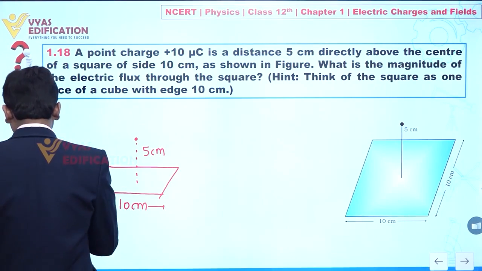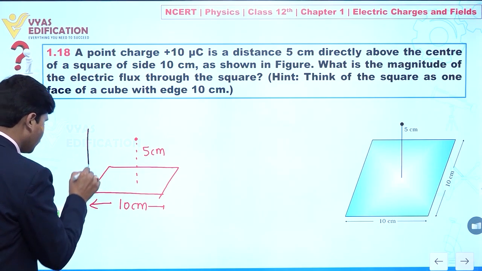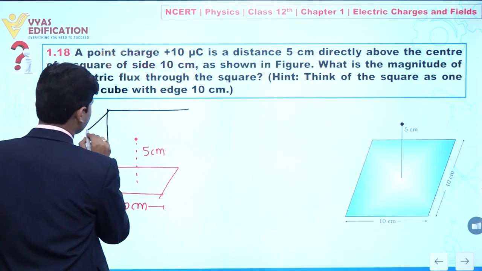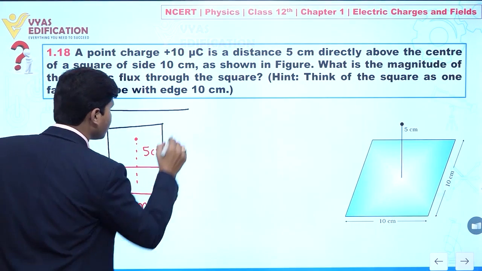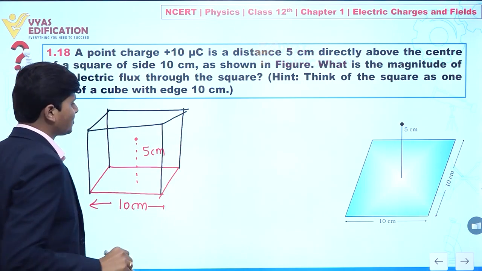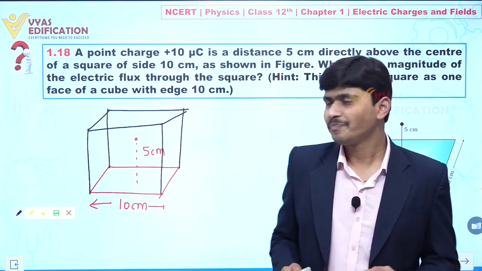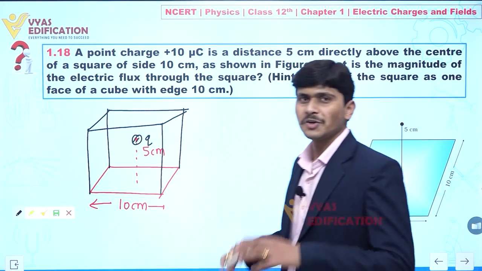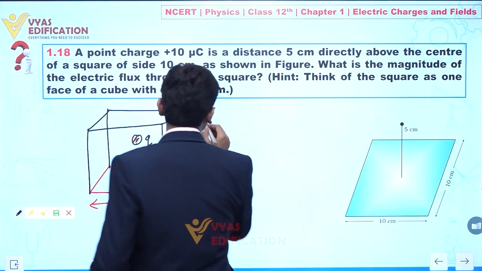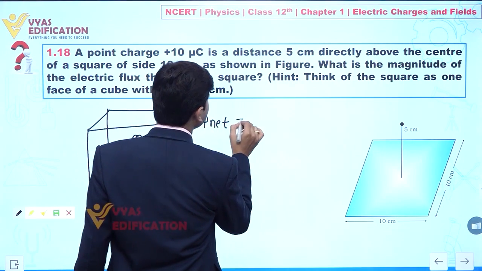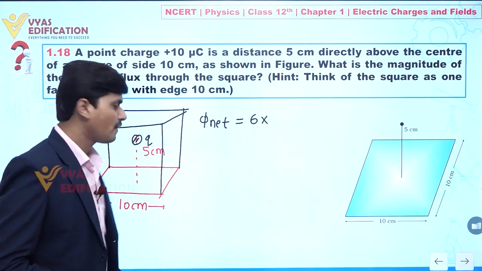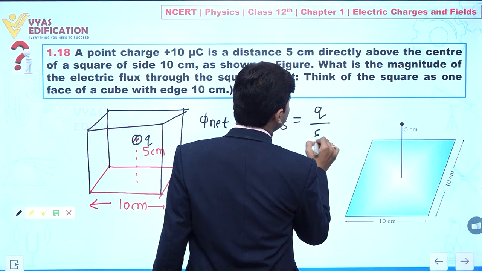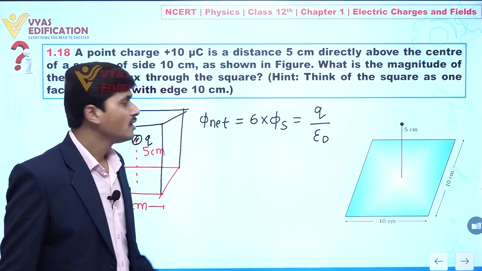Clear? Now actually you can see we can also draw this surface like this. Listen carefully. Yes or no? Now we can say this becomes a cube, and we placed here charge at this point. This is at the center of this cube. Yes or no? So we can write like this: net flux, this should be equal to 6 times of flux. This is passing through this square plane, and this is equal to net charge divided by epsilon naught. Yes or no? This is Gauss law.